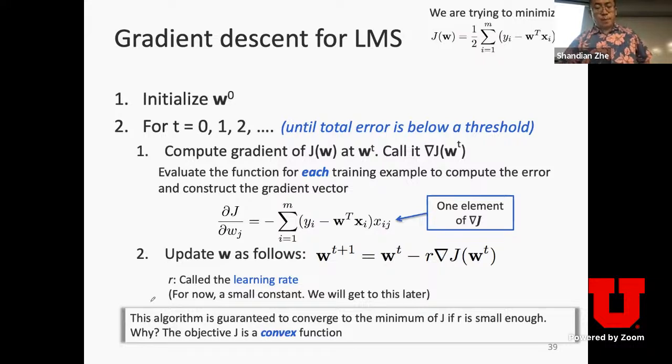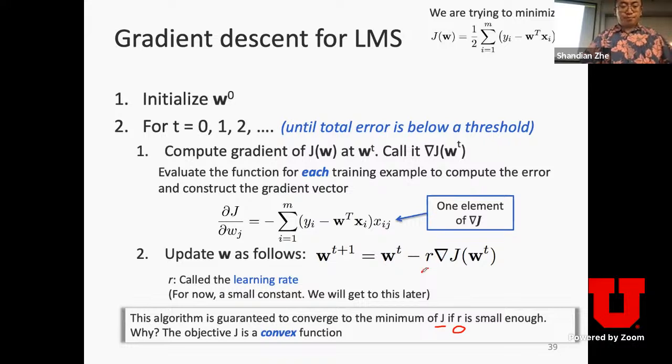We want to emphasize this algorithm is guaranteed to converge to the minimum of J if the learning rate R you chose is small enough. Why is that the case? This is actually some theory from optimization. For any differentiable objective function, if you use gradient descent and choose R appropriately at every step, it will guarantee you converge to some minimum of the objective function. But here we have even stronger results.